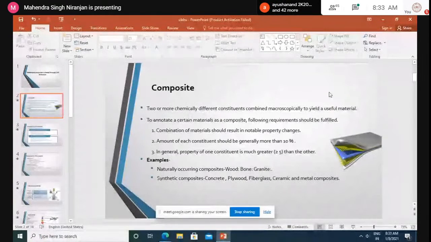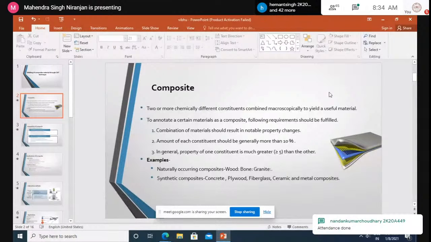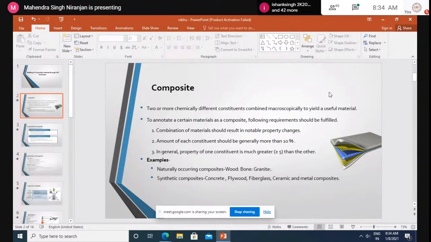So composites are nothing but two or more chemically different constituents which are combined macroscopically. The combination is very important. The material should get uniformly mixed in the stir casting during the casting process so that we have equal property everywhere. Mixing the chemical composition uniformly within the solution in liquid state is very important. Otherwise, at different locations, you may have different properties.